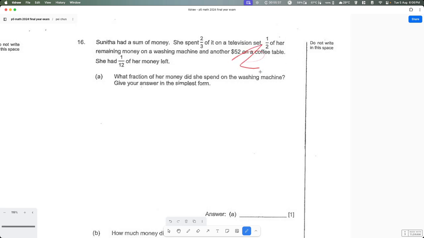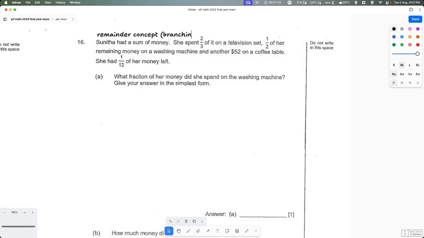I'm fed up. All right, so she had half of her money left. What fraction of her money did she spend on the washing machine? Give your answer in the simplest form. So this is what I call a remainder concept. I'm going to use the branching method.